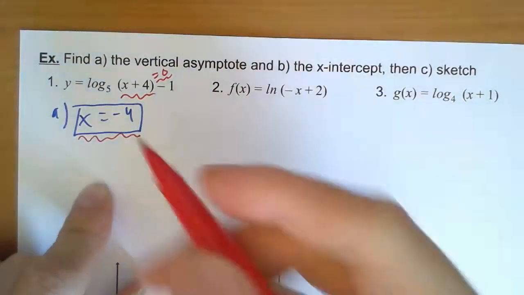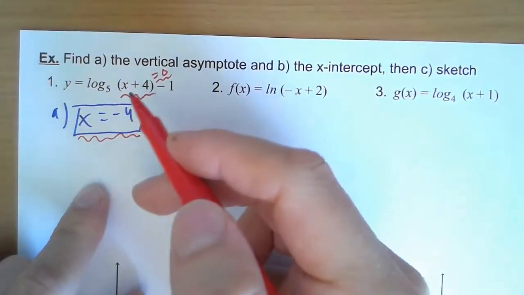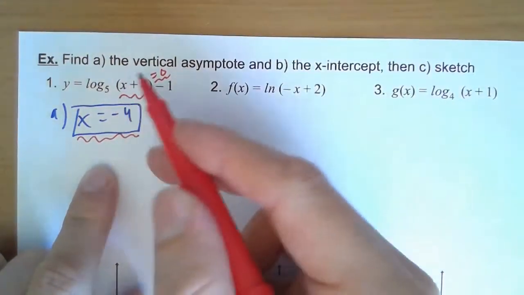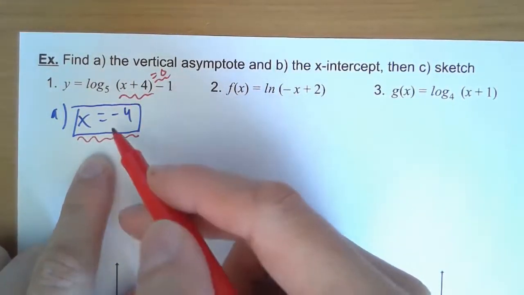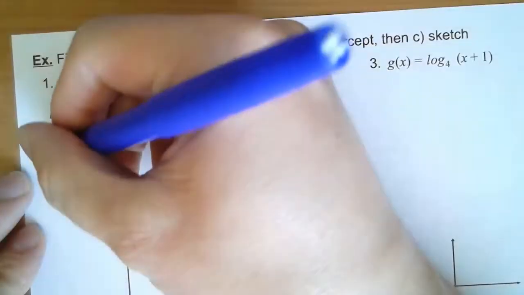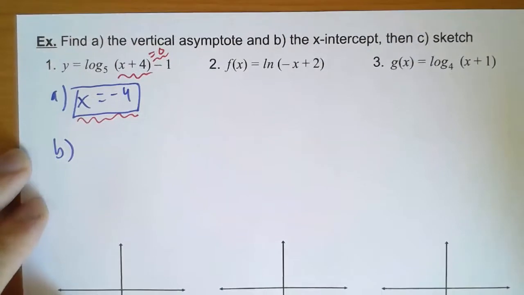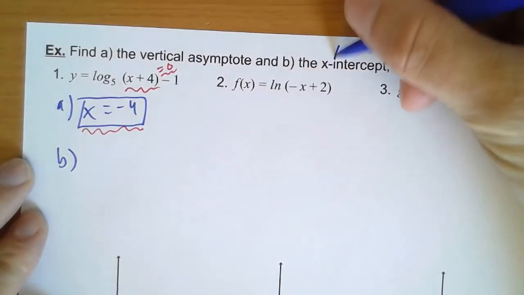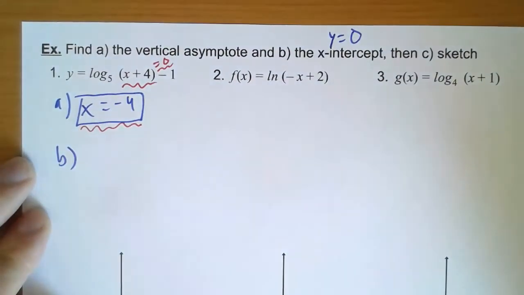The vertical asymptote is whenever what's inside the log function equals 0. Whatever x value makes the inside of the log equal 0, that's your vertical asymptote. Okay. The x-intercept, it's usually best just to solve for it algebraically. X-intercept, of course, is when y equals 0.